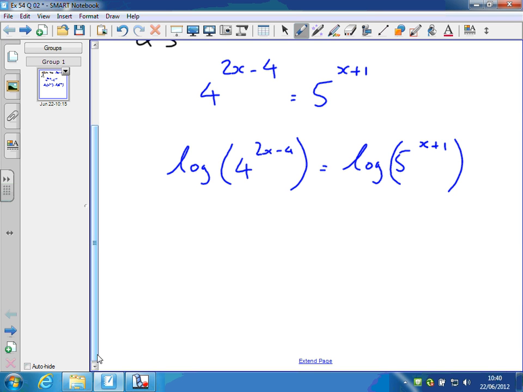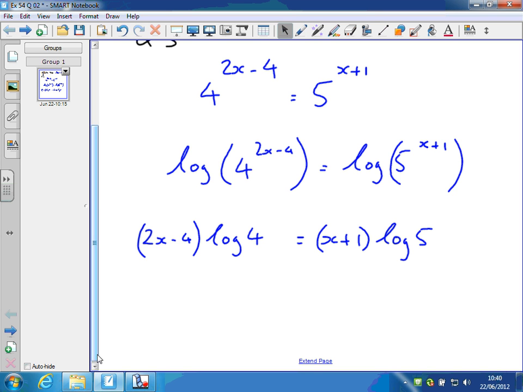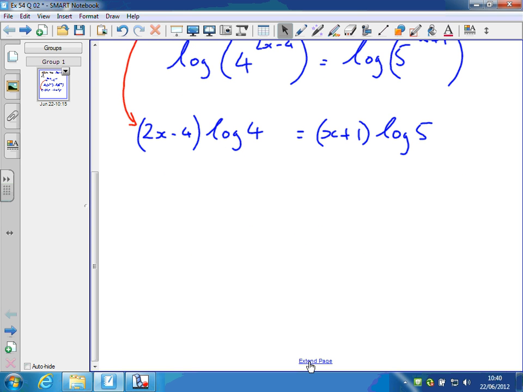So this means that (2x minus 4) times logarithm of 4. Note the bracket is important because I'm multiplying the logarithm of 4 by the whole of that power, 2x minus 4, equals (x plus 1), again in brackets, times the logarithm of 5. And if you're going to take the logarithm of both sides, you could just jump straight to this step, because by taking the logarithm, the power comes down and becomes a multiplier. So I can go straight to this line.